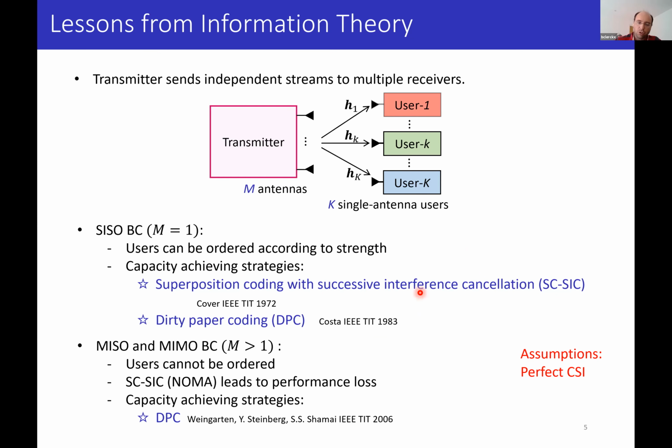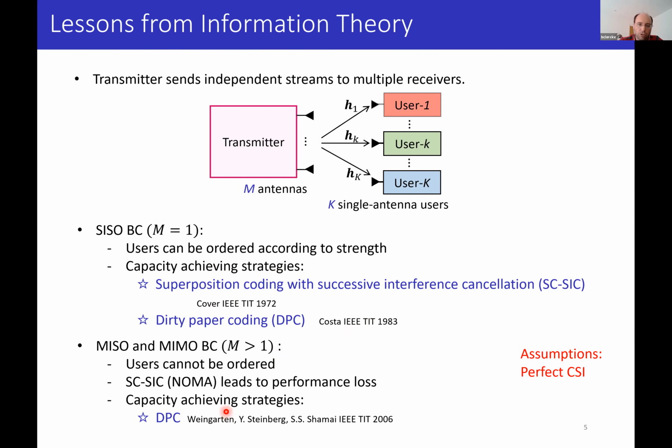An alternative strategy, if we have single antenna, is to use dirty paper coding. That is by Costa in 83. Now, if we have multi-antenna system, so either multiple antennas at the transmitter or actually multiple antennas at both ends, then the system becomes a bit more complicated because users cannot be ordered based on its channel strength. And so that's the reason why this kind of strategy of superposition coding with successive interference cancellation is not capacity achieving. It leads to a performance loss.